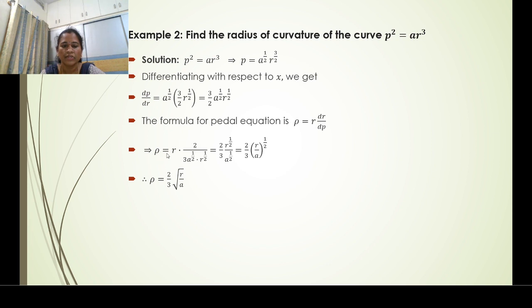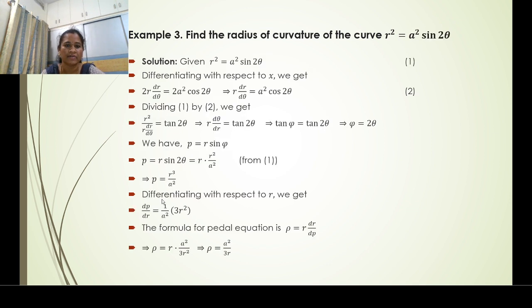Then rho is equal to r into, here dp by dr is there, but we need dr by dp, so take its reciprocal and simplify. We get 2 by 3 r by a to the power of 1 by 2. Then rho is equal to 2 by 3 to the power of 1 by 2, we can write that as nothing but square root of r by a, which is the required radius of curvature. Okay, we move on to example 3.